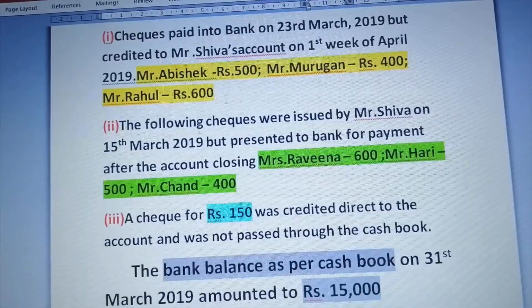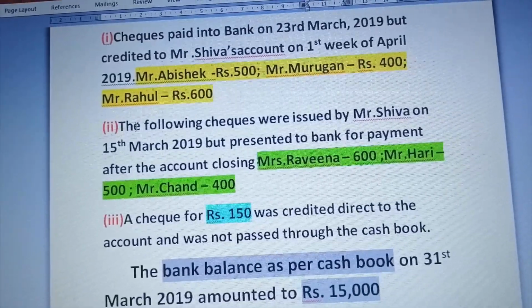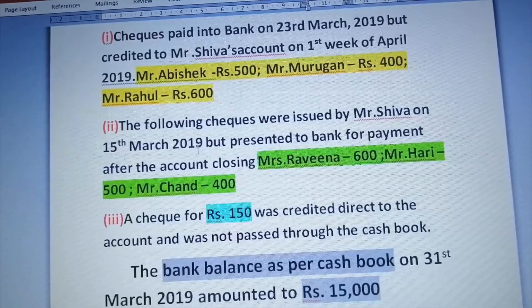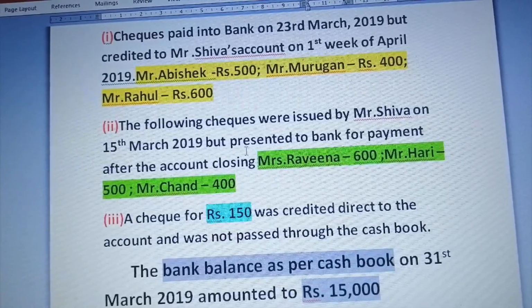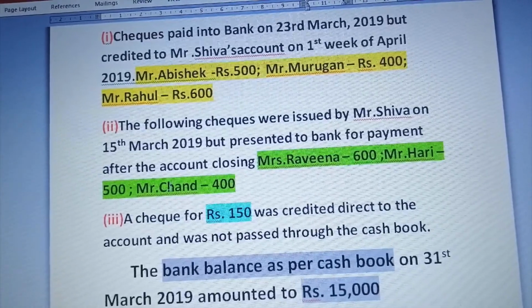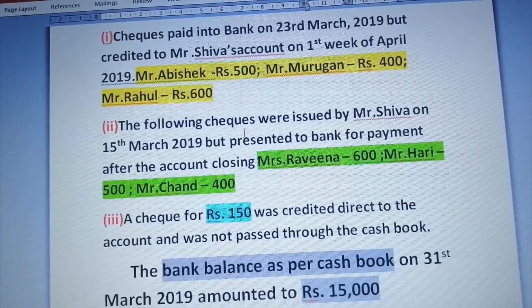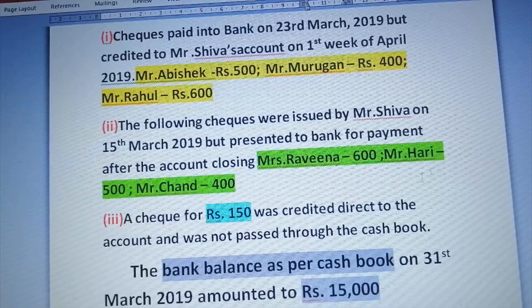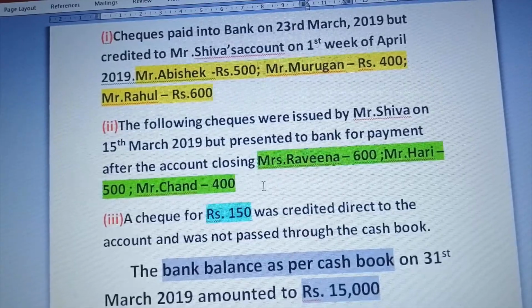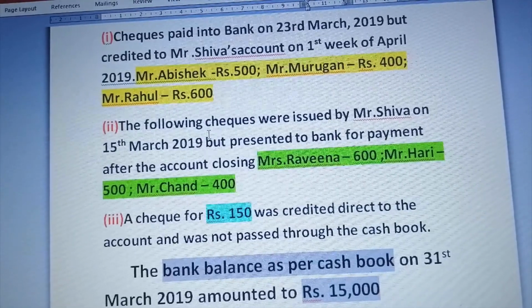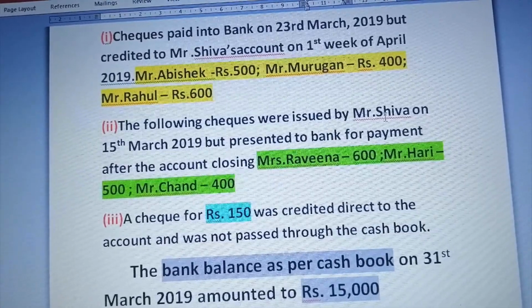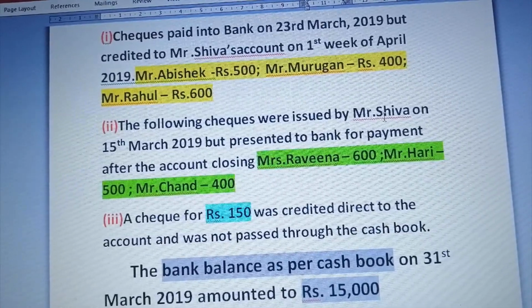Let's see the second transaction now. The following checks were issued by Mr. Shiva on 15th March 2019 but presented to bank for payment after the account closing date. These checks were issued to Mr. Avina 600 rupees, Mr. Hari 500 rupees and Mr. Chand 400 rupees. See here, checks were issued by Mr. Shiva. That means when a customer makes a payment to someone, he will issue a check.